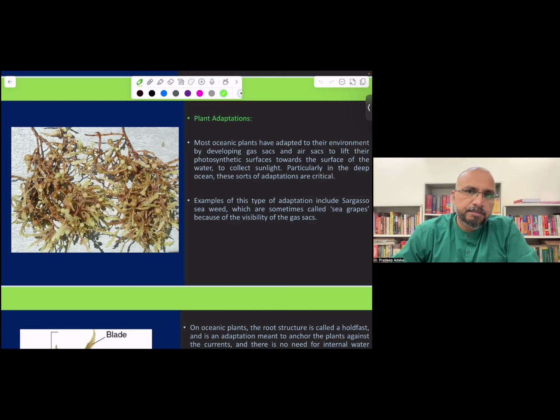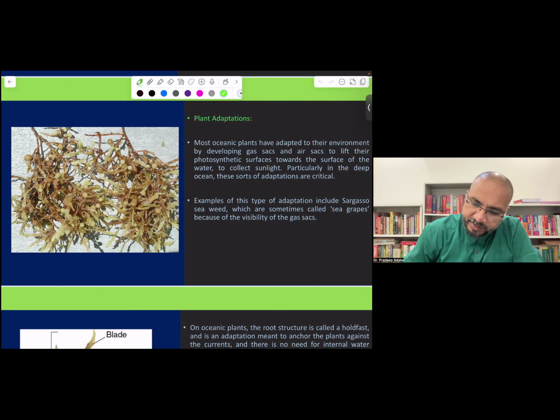So what are the different plant adaptations in the aquatic biome? Obviously, when the plants are either submerged or floating, they have to carry on photosynthesis. Plants, including the algae, have to carry on photosynthesis. For that, they have to remain near the water surface so that the light can penetrate. To remain afloat or near the surface of the water, they have certain adaptations to keep themselves floating. So what are these?